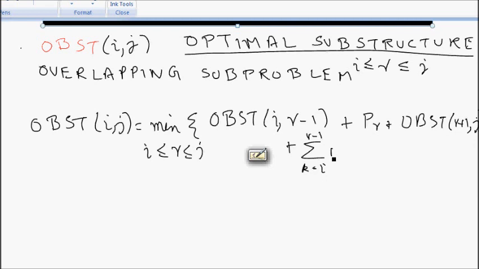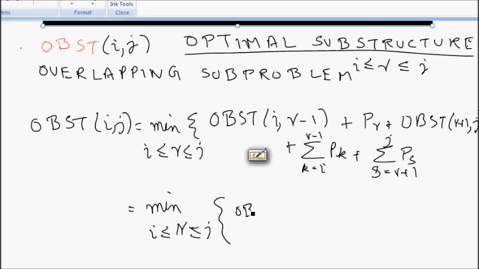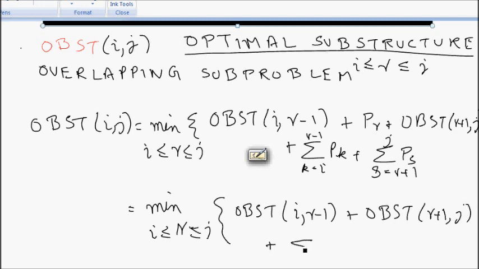So I will have the sum over k equal to i to r minus 1 of pk, plus the sum over s equal to r plus 1 to j of p of s. Because this is the right subtree, all the elements have to be compared at least one time here, at this one root level. Similarly for the left subtree. So we can make it precise. This becomes OBST(i, r minus 1) plus OBST(r plus 1, j), plus all these terms add up to the sum over k equal to i to j of p of k.